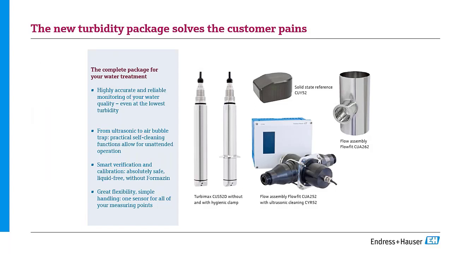So far throughout this presentation, we have talked a little bit about what turbidity is and how we can measure it. We've briefly discussed the CUS52D, which is our sensor. We've also talked about the CUY52, which is our verification unit. Next, I want to talk about the ultrasonic cleaning device. And lastly, we're going to talk a little bit about the flow assemblies.